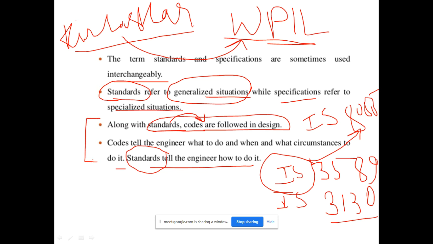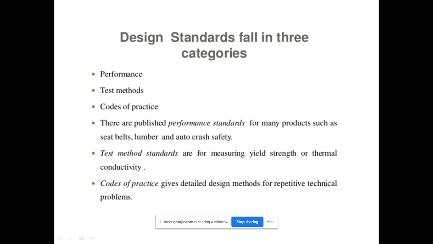Next, some design standards fall in three categories. We have three different categories by which we can identify the design standard. First of all, this is the performance standard. Next is the test method standard. Next is the codes of practice. So these are the three different criteria of design standardization.